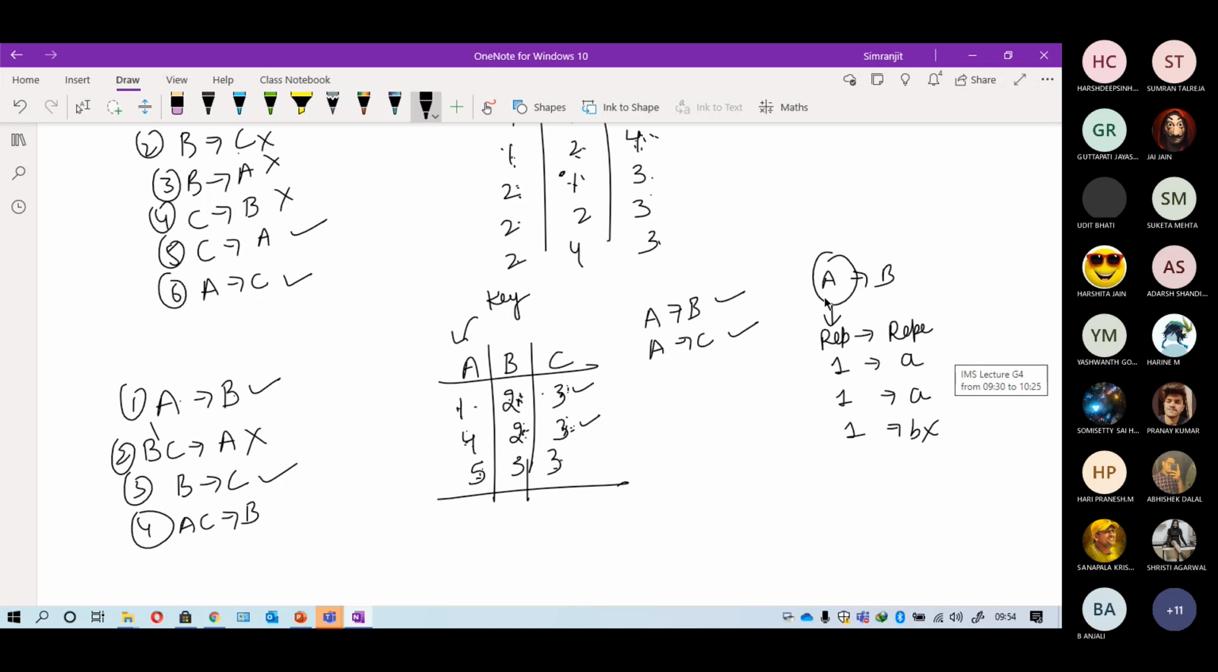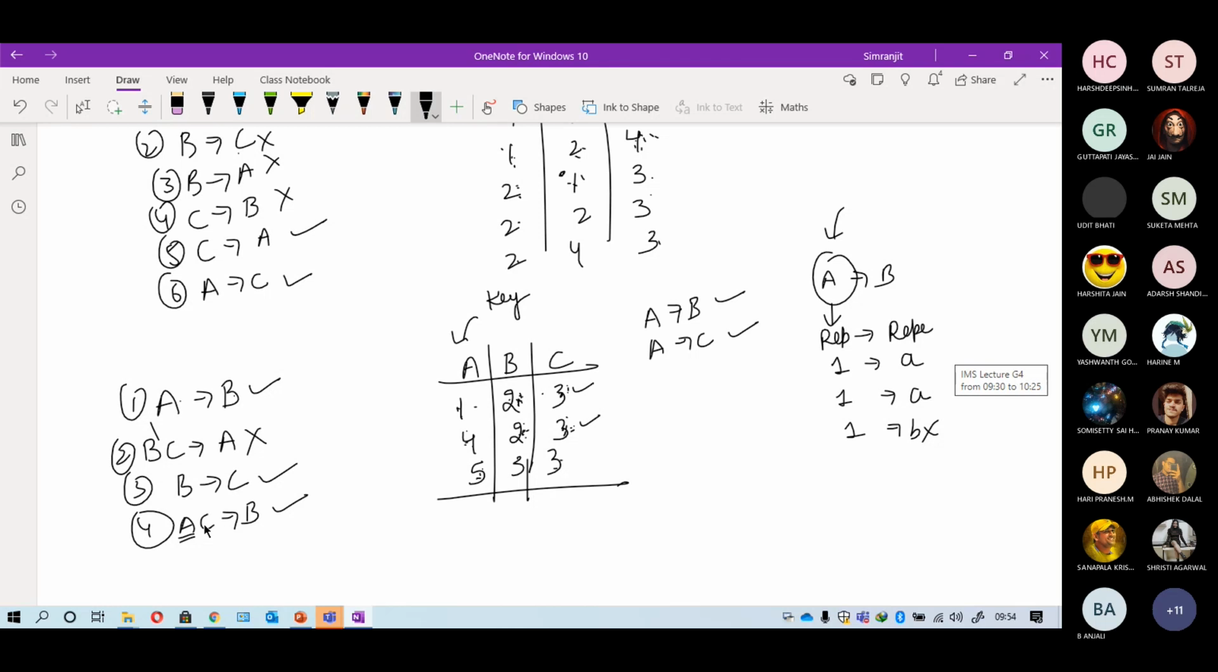Okay, so this condition is only applicable if anything is repeating. If the left hand side is not repeating, it means it's a key attribute. If it is a key attribute, the functional dependency will always hold. Okay, keep that in mind. So this always holds because A is a key attribute, and you are seeing here A is combined with any other attribute, it will be again a key attribute.